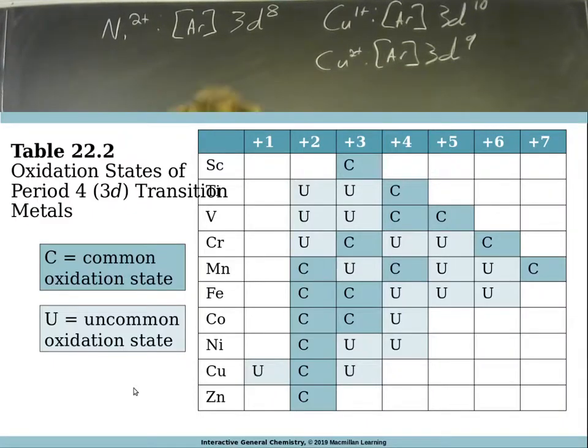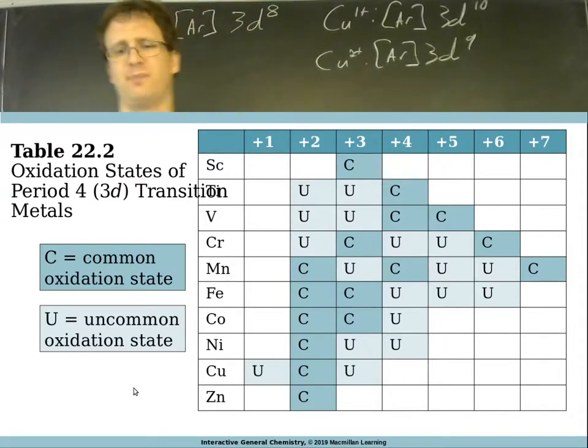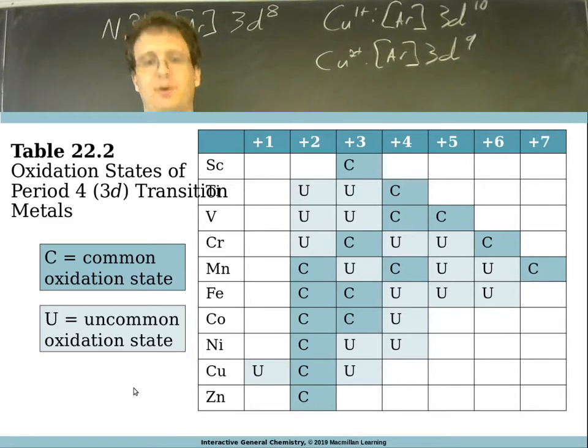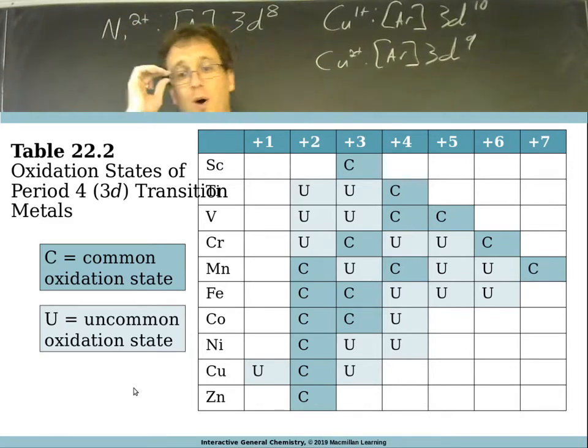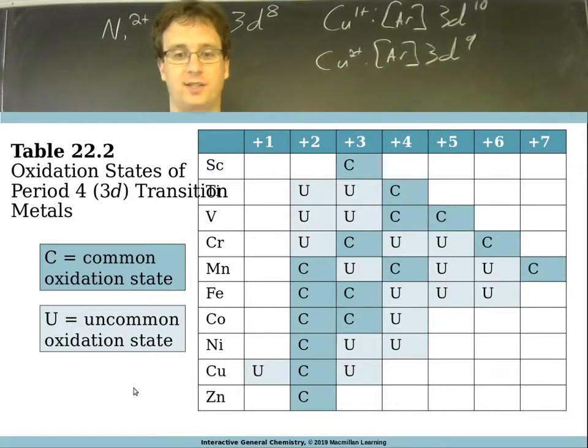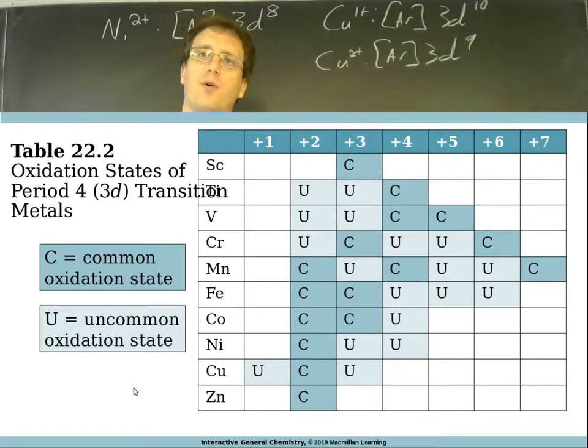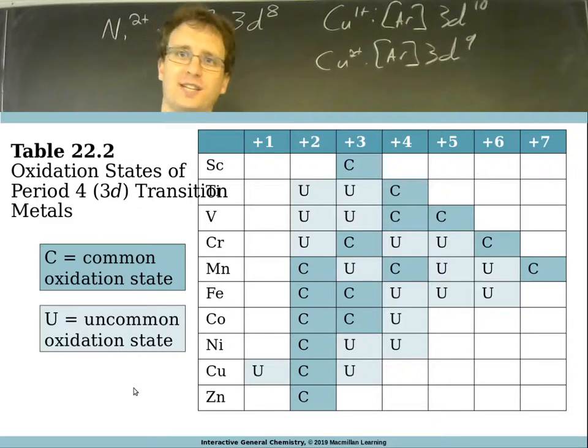Table 22.2, you don't need to memorize this at all, but this kind of summarizes for the row 4 transition metals what charge states or oxidation states are common or uncommon or disallowed. And you'll notice that ones that are near the beginning or the end of the row have fewer charge states. So the ones at the beginning just don't have that many electrons to give up.